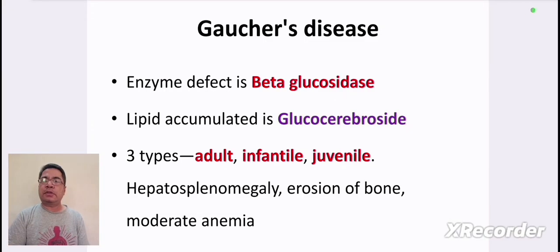Coming to Gaucher's disease, the enzyme defect is beta-glucosidase. Lipid accumulated is glucocerebroside. There are three types of Gaucher's disease: adult, infantile, and juvenile. Hepatosplenomegaly, erosion of bone, and moderate anemia are seen.